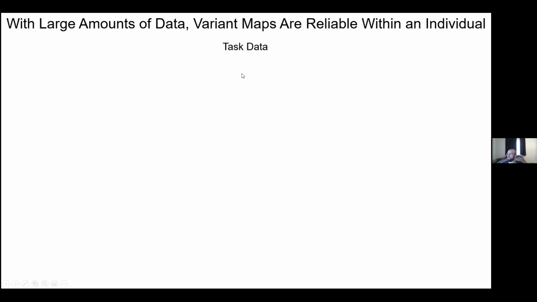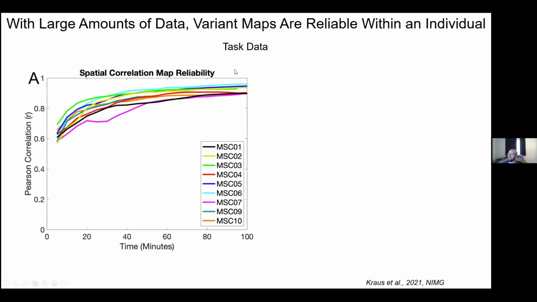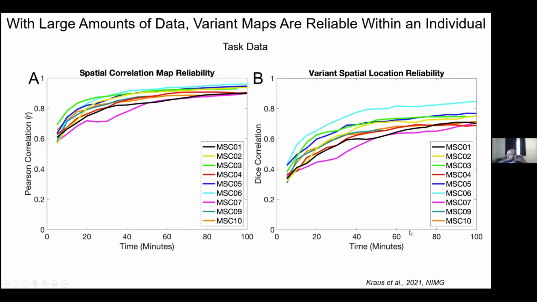By comparison here, we have our task data. We get a similar reliability curve here for the spatial correlation maps, where at 40 minutes almost everything's above 0.8, and almost above 0.9 by 100 minutes. And similar here with task reliability as well. After about 70 minutes, most people are above about 0.7. There's a couple below, but even they eventually get up to 0.7 with enough data. So we feel pretty confident that we were getting reliable individual level functional connectivity from both task and rest data. And then we were curious how similar the network variants we defined were across states.